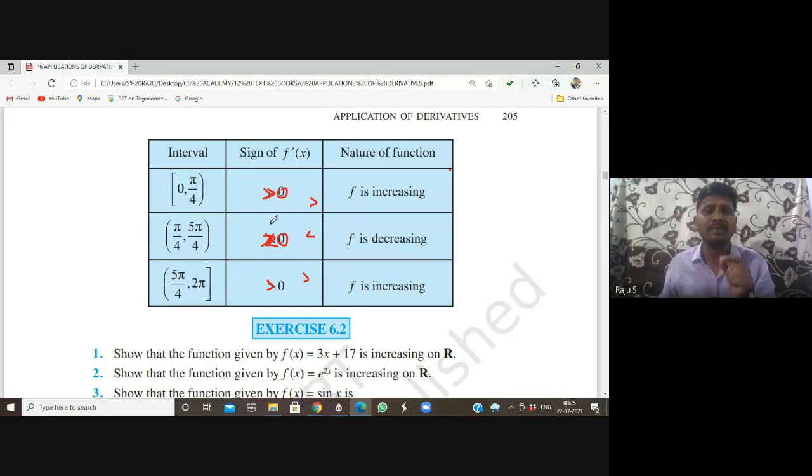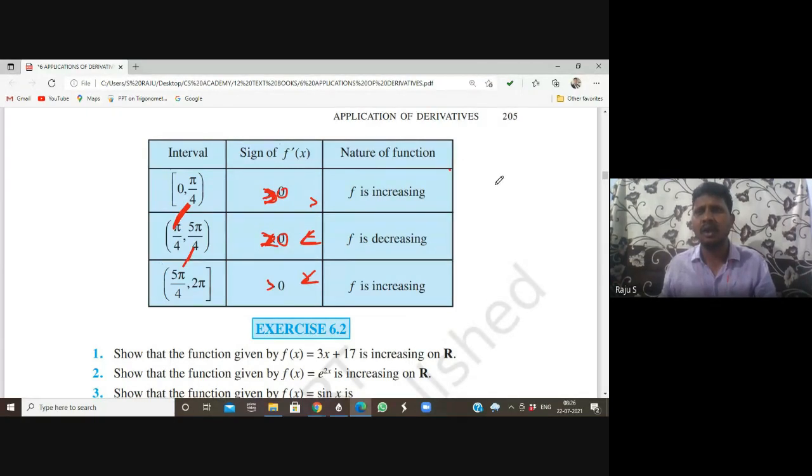But in case in both the intervals it is greater than 0, nothing but it is increasing, then what about this common point pi by 4? This point is called point of inflection. We will see point of inflection in maxima and minima. In both the intervals either both are greater than 0, or both will be lesser than 0, then this common point is called point of inflection. It might happen in only 1% of the problems.